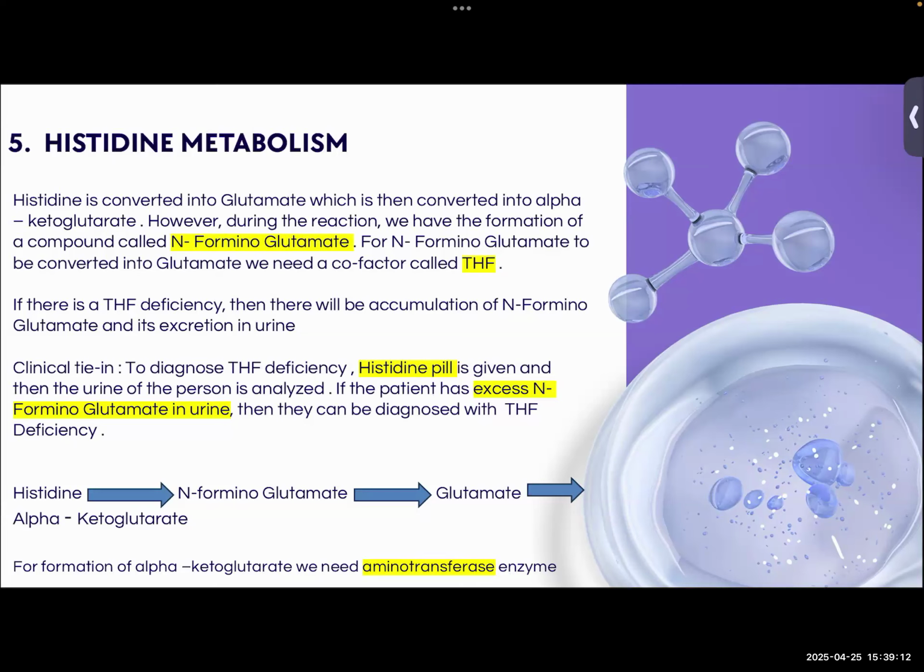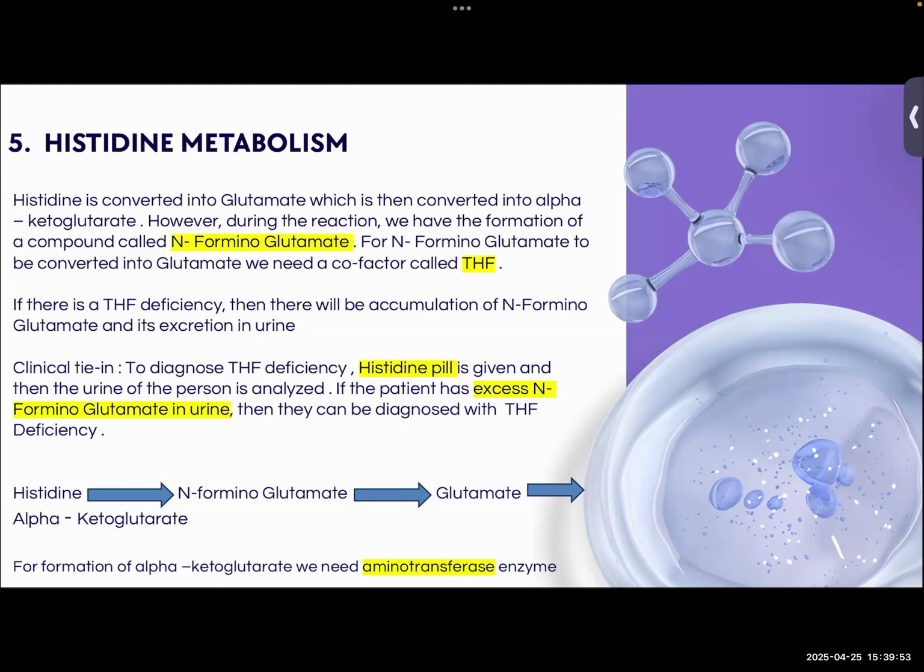So what happens if we have a tetrahydrofolate deficiency is that we won't be able to go to the third step of the reaction. We're going to be stuck at step 2. There's going to be accumulation of N-formino-glutamate and its excretion in urine. So how is this important clinically? It's because to diagnose a deficiency of tetrahydrofolate, we give a pill of histidine. This is pure histidine. Histidine is given, and then the urine of the person is analyzed. So if the patient has excess N-formino-glutamate in the urine, that means the histidine metabolism couldn't be completed. And the reason for this is because there is a THF deficiency. So that's how this ties in clinically.